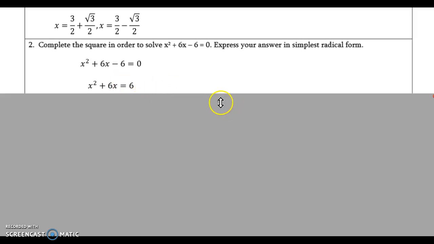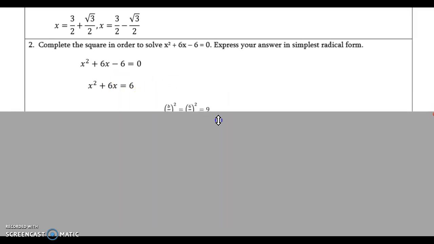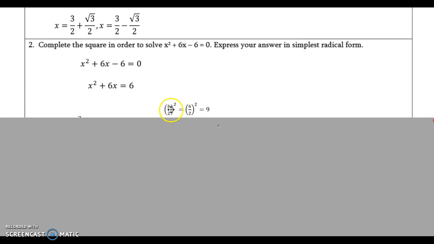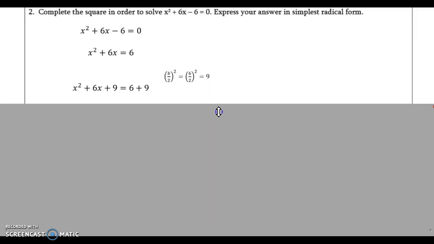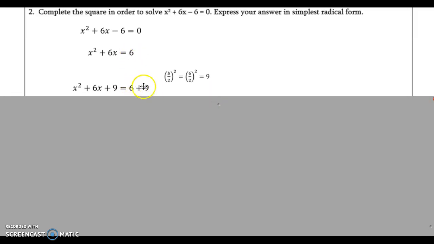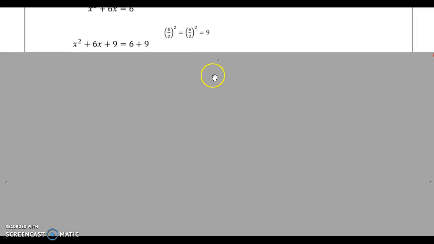The next thing I need to do is find out what my new c value is going to be. So that's the calculation I did out here. The new c value is going to be that old b value divided by 2 and squaring it. So remember in class we said cut it in half and square it. 6 over 2 is 3. 3 squared is 9. So we add 9 to both sides. 6 plus 9, that obviously gives us 15. And x squared plus 6x plus 9 is our new perfect square trinomial. We've just completed the square.